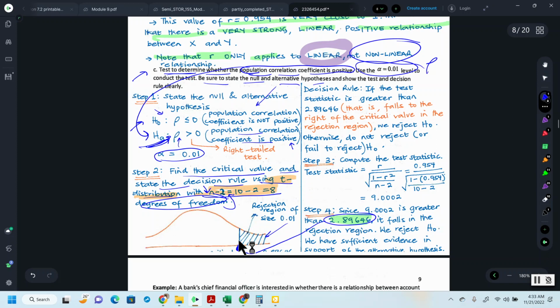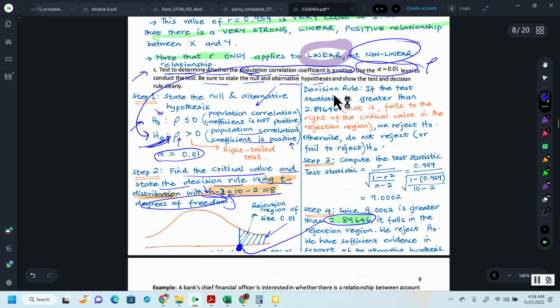So at least we know the cutoff point between the rejection region and not the rejection region. So the decision rule then will be that if we get a test statistic value later in step 3 that is greater than 2.89646, the critical value, we're going to reject. It will fall in the rejection region. That is, the test statistic will fall in the rejection region. That will cause us to reject the null hypothesis.